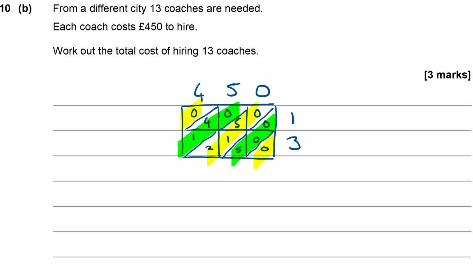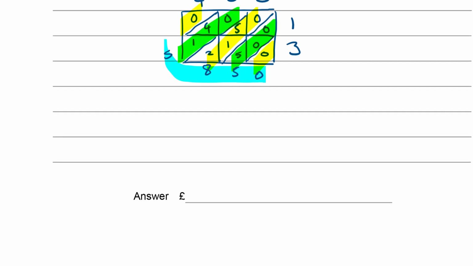So the first diagonal adds up to 0. The second one's got 0, 0, and 5 in it, which is 5. The third one's got 0, 5, 1, and 3. So that's a 2, isn't it? So 2, 3, 8 adds up to 8. And then on this diagonal I've got 0, 4, and 1, which adds up to 5, and that one's empty. So the answer then you can read around like this. It's 5850. So that's going to be £5,850.